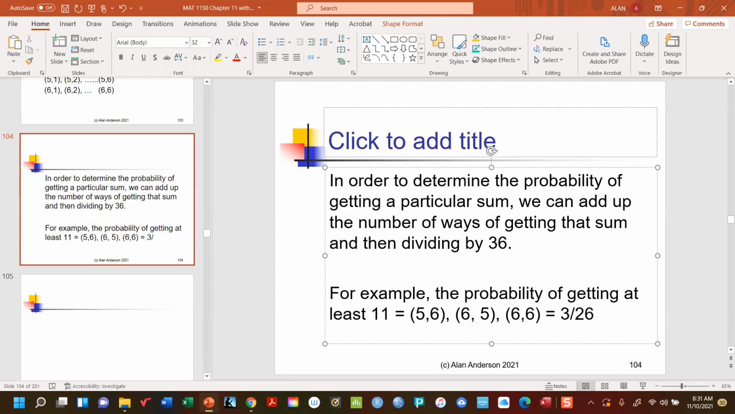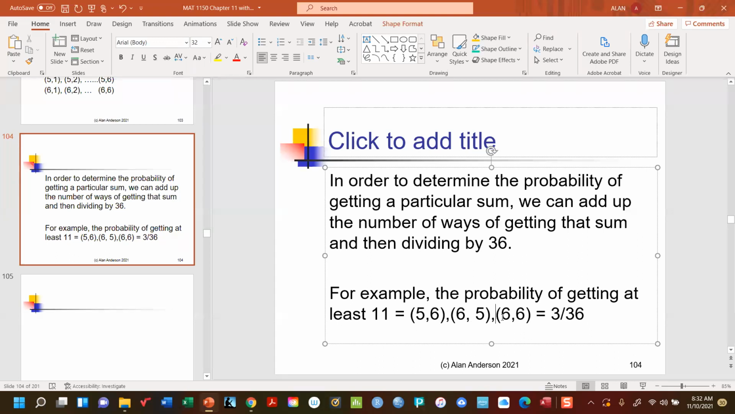So that would be 3 out of 36. So imagine, like I said, you're playing a game where winning a prize depends on your getting at least an 11. Well, at least you know that the probability of that happening is 3 out of 36. It's not much. It's not a very large probability, but at least we know what it is when we decide whether or not to play this game.